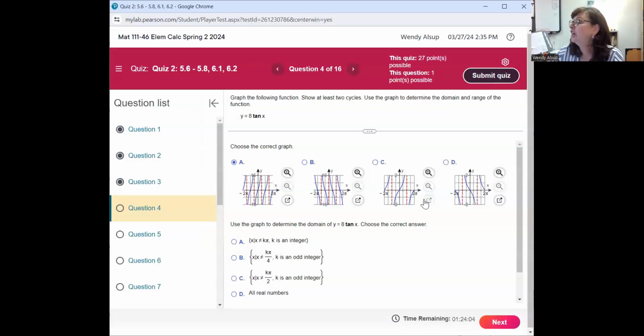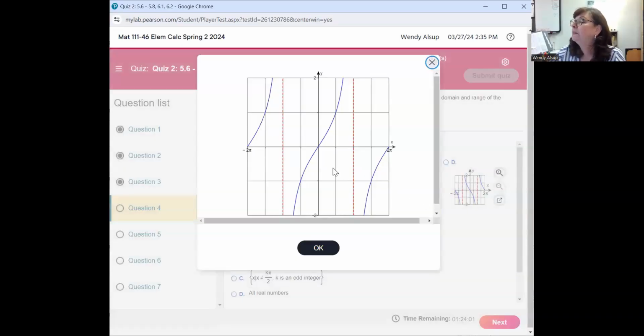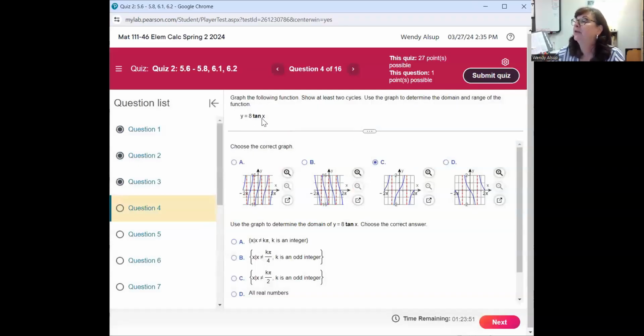Letter C changed the period. See how letter C now has asymptotes at every pi or every other pi, but we didn't change the period. And there's nothing here. We don't have an omega. We're not changing our period here. And then letter D is going down. So it has to be by process of elimination, letter A.